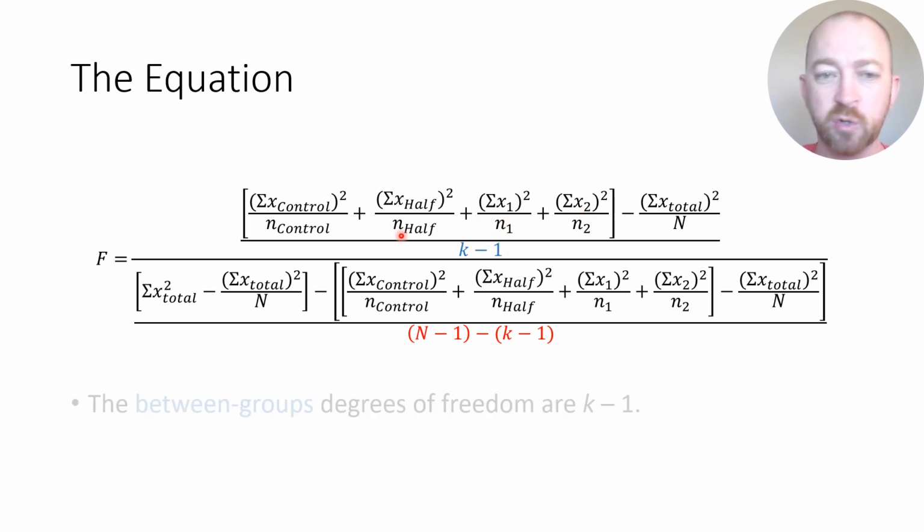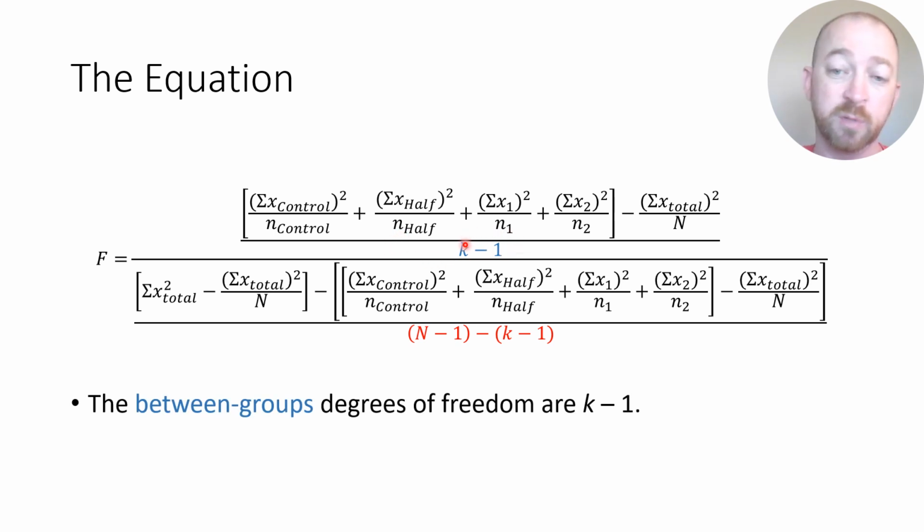Now, the between groups variation, or the between groups degrees of freedom, I should say, is located right here as sort of the denominator of the numerator. Okay, so k minus 1 is the equation for our degrees of freedom for the between groups variance. K, of course, just means how many groups there are, and in this case we had 4 groups. 4 minus 1 is 3, so we had 3 degrees of freedom.